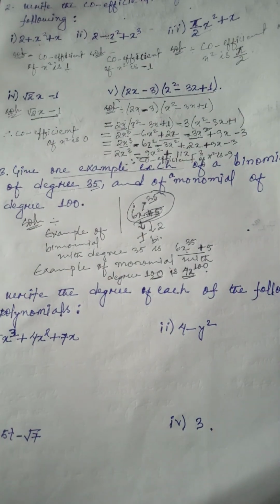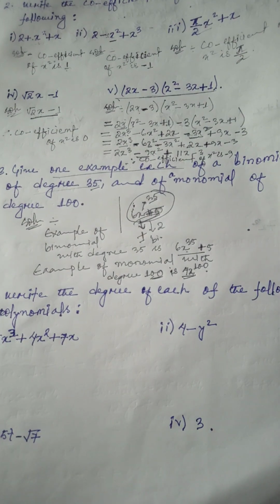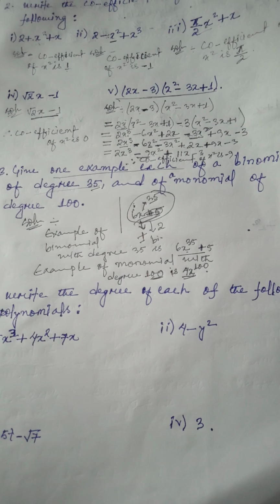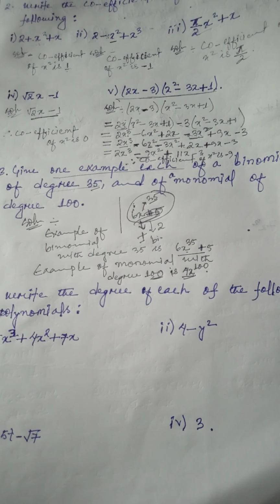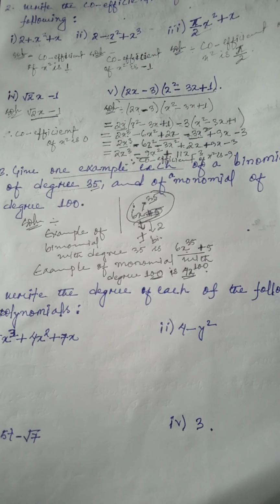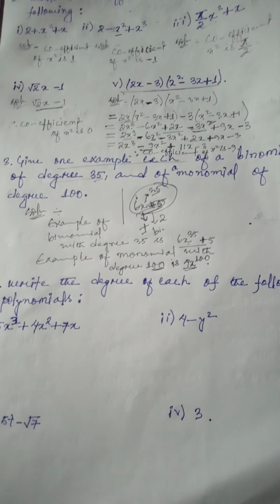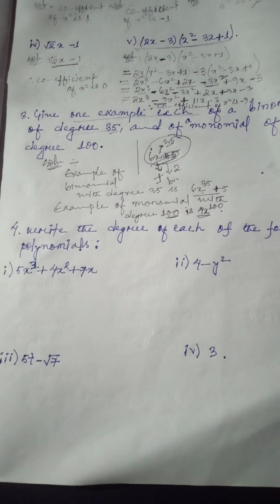So this is all about the question. The question asks us to write an example for each of a binomial of degree 35 and a monomial of degree 100. We wrote it. So this is the answer for this question. Okay, if it is clear to all of you, then let us proceed to question number 4.